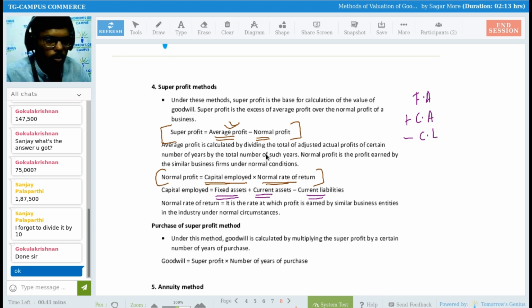So what is current asset? Debtors and bills receivable are current assets, right? I am having cash in hand, cash at bank, that is my current asset, right? So what are current assets? The assets which are there in my business for 12 months are known as current assets, right?